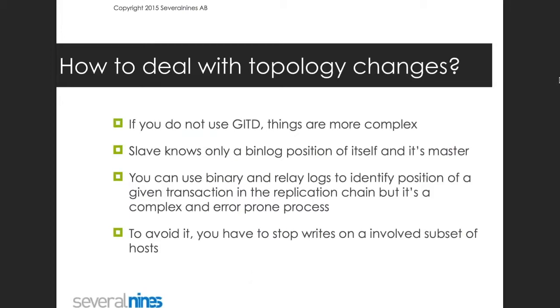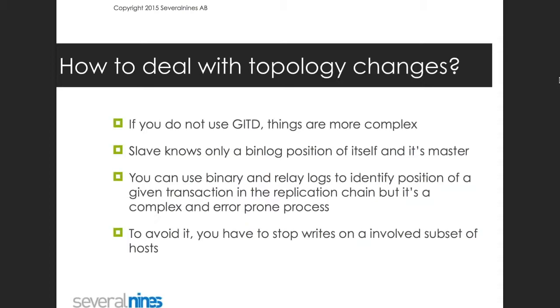So if you do not use GTID, well, the things are much more complex. The problem here is that the slave knows only the binary log position of itself and its master. So there is no easy way of knowing that you executed this transaction and you want to slave off some other location in the topology. This is a problem.